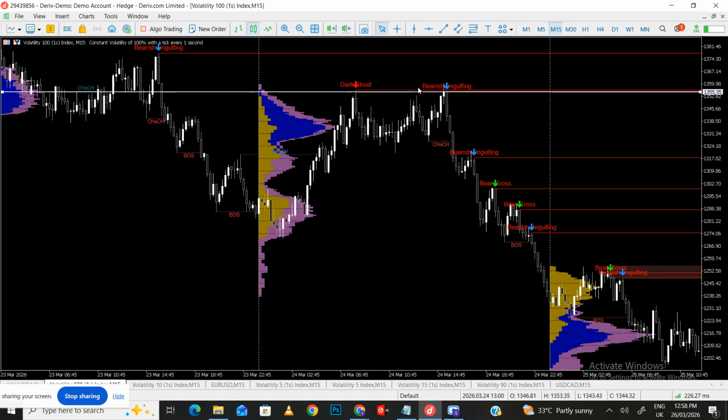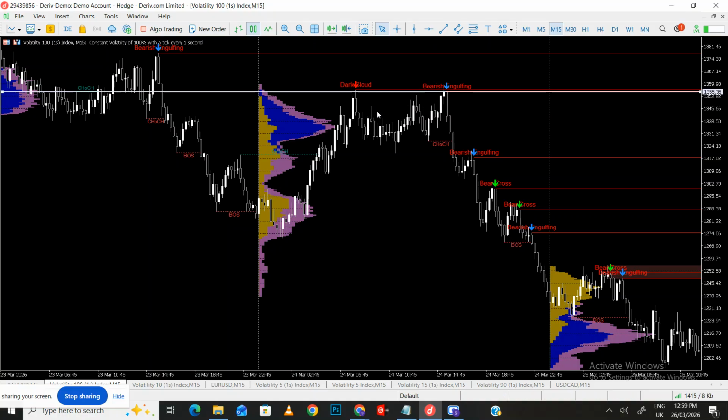You can see that it is written bearish engulfing. Now, when this dark cloud comes out, this dark cloud is more powerful than a bullish or bearish engulfing. It's very, very powerful. Whenever you see this dark cloud, the market is going to fall. It is a must.